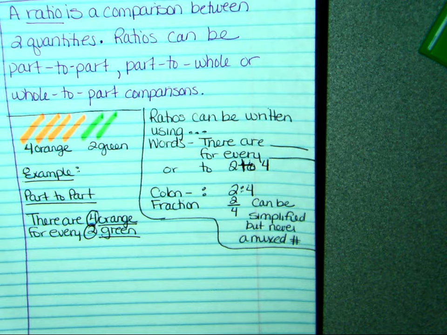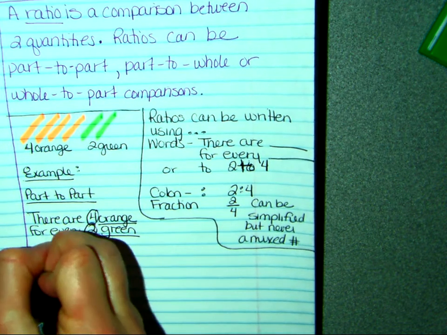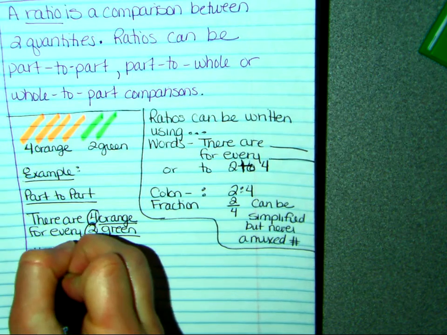Notice with this also, that's not the only part-to-part comparison you could do. You could have done there are 2 green to 4 orange. So you can flip them. It doesn't matter which one comes first. We can also write that with the other methods. So we could write there are 4 to 2.